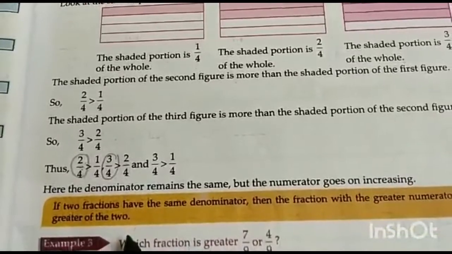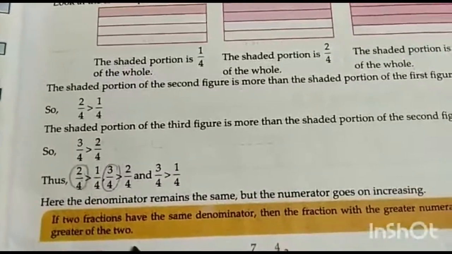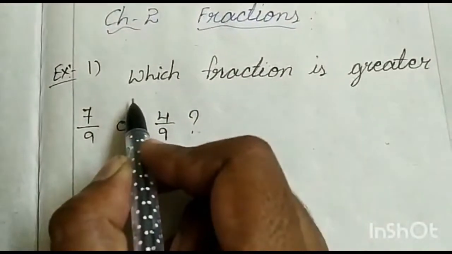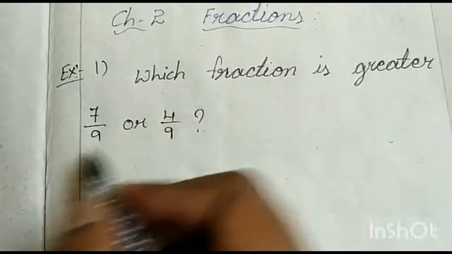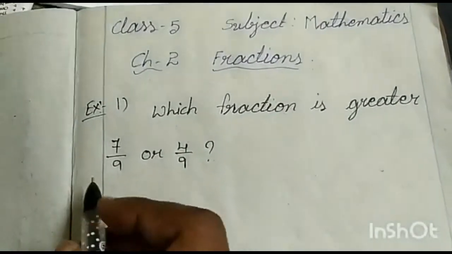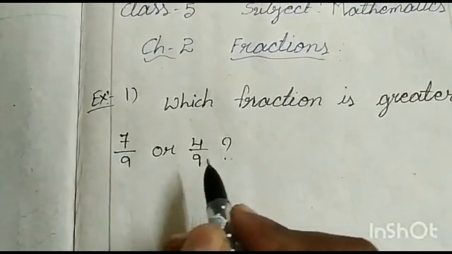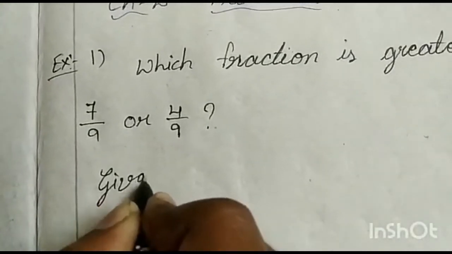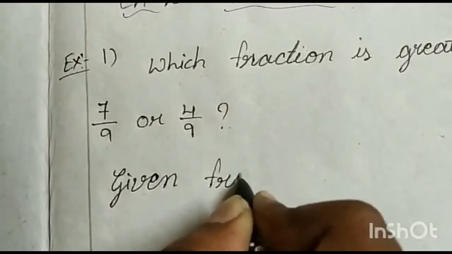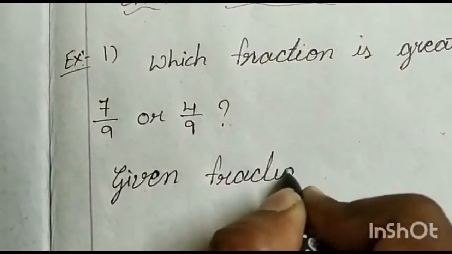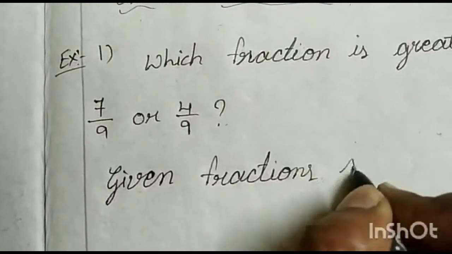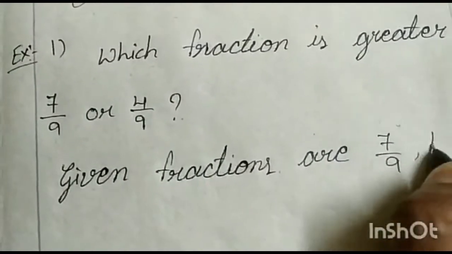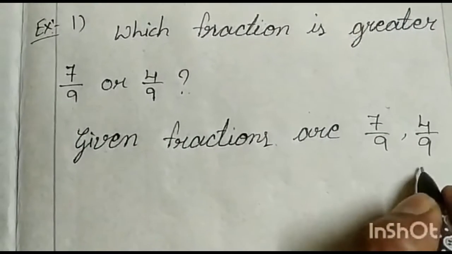Okay children, did you understand everybody how to find out the greater and the smaller fractions? Okay children, now let us see one example. Which fraction is greater, 7 by 9 or 4 by 9? What are the given fractions? Given fractions are 7 by 9 and 4 by 9. These are the given fractions.